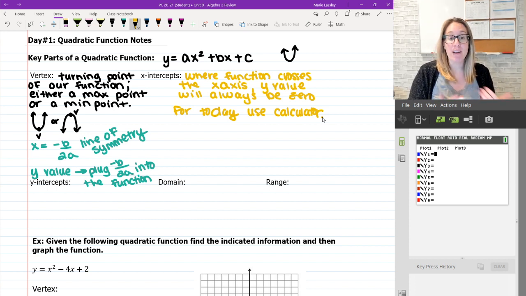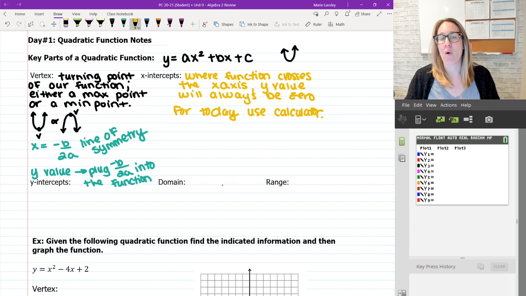Okay, so moving on to the y-intercepts. The y-intercepts are actually the easiest thing to find out of your whole quadratic. We probably should talk about it first, but I guess I'll save the easiest one for last. The y-intercepts go with the x-intercepts. If the x-intercepts are where your graph crosses the x-axis, then the y-intercepts are where your function crosses the y-axis.